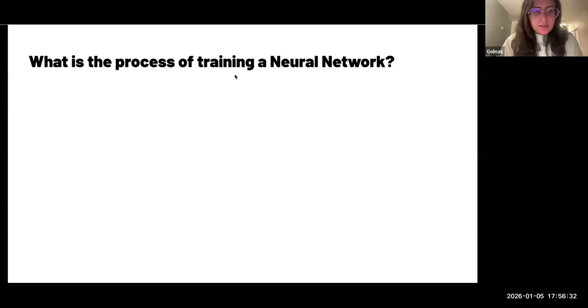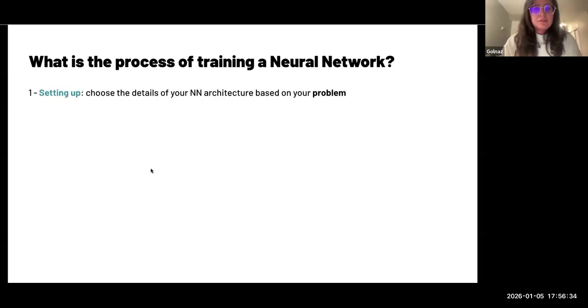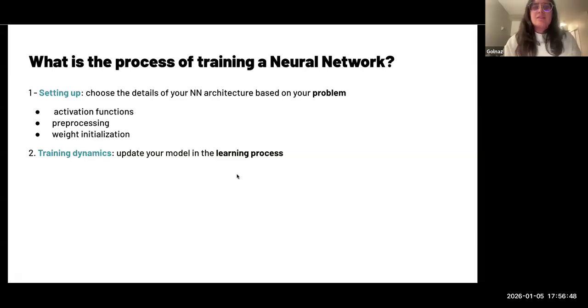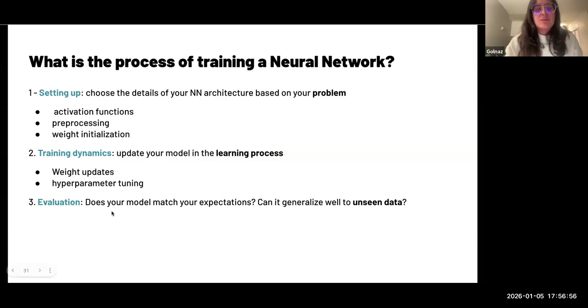So I think this is a summary slide of training neural networks. You choose the details of your neural network architecture, so it could be the choice of activation functions, how you want to pre-process your data, how you want to initialize your weights randomly. And then you go through the learning process of updating the weights to minimize the loss function. You might also need to do some hyperparameter tuning.